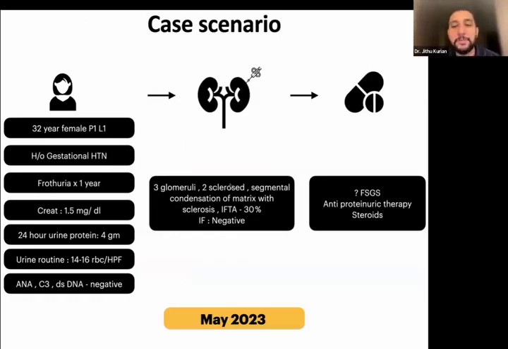We did a biopsy. Probably that was not the best biopsy we could get. We had only 3 glomeruli, out of which 2 were sclerosed, but there was segmental condensation of matrix, and IFTA was about 30%. The IF was negative. So in this scenario, we thought that she probably had a poorly sampled FSGS. She was started on anti-proteinuric therapy and steroids. This was in the month of May 2023.